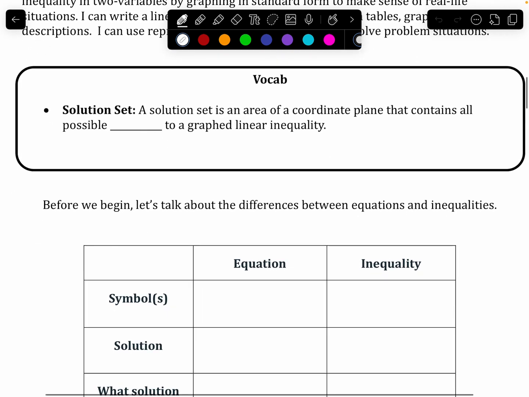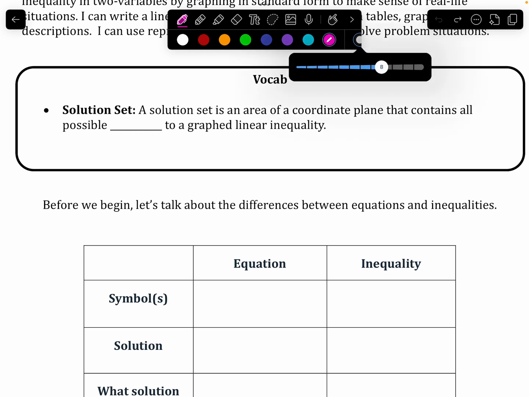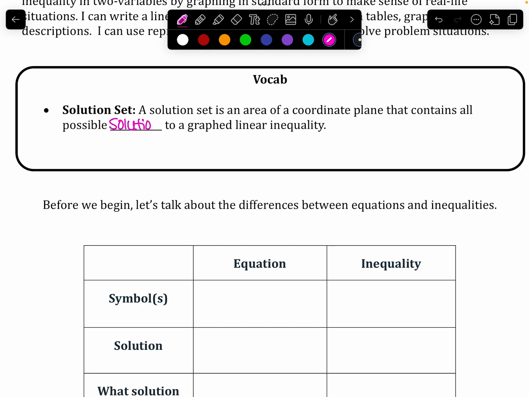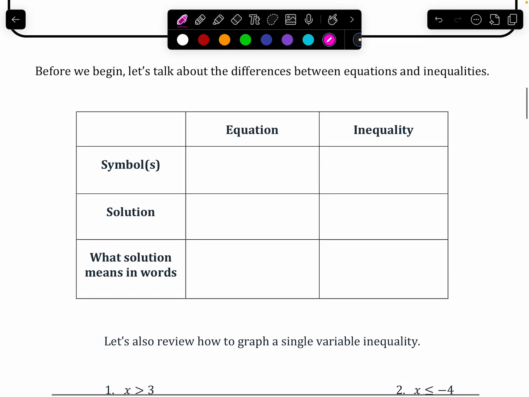The only vocab word that we have today is a solution set, and a solution set is an area of a coordinate plane that contains all possible solutions to a graphed linear inequality.